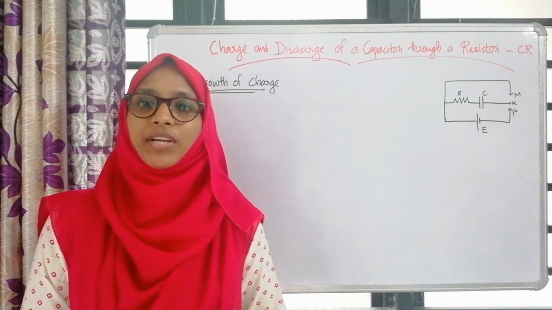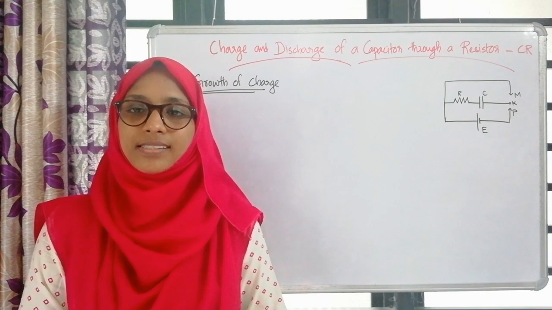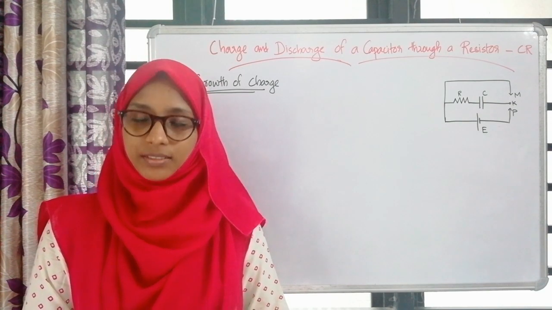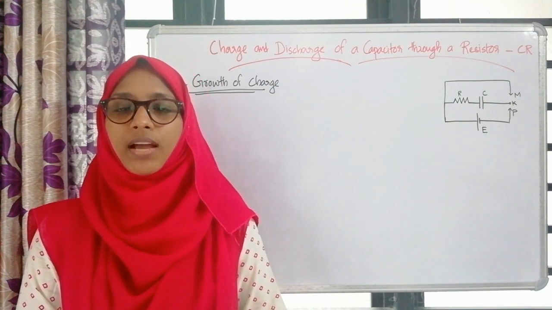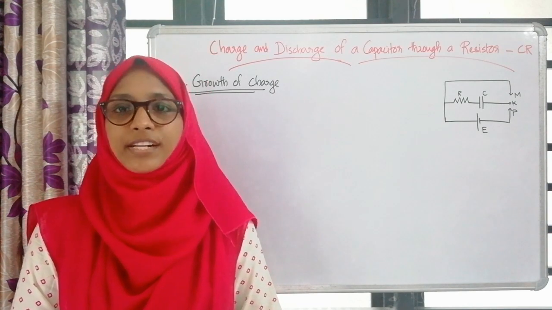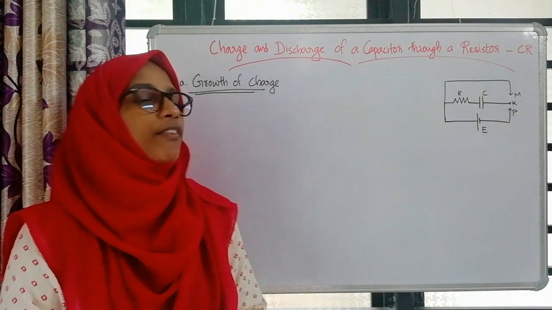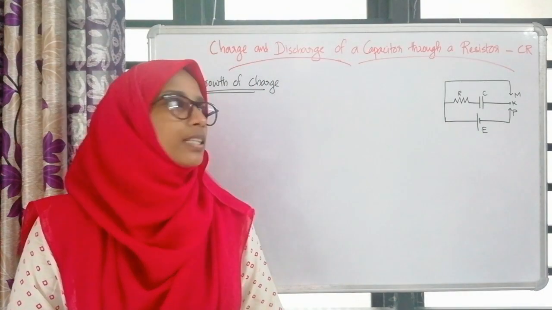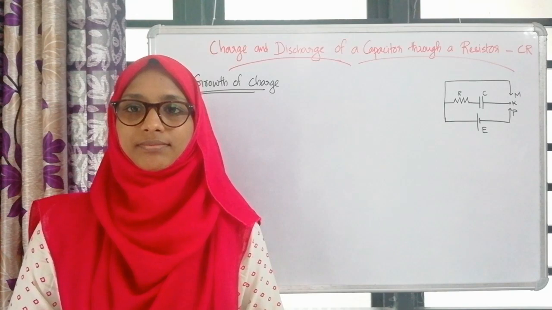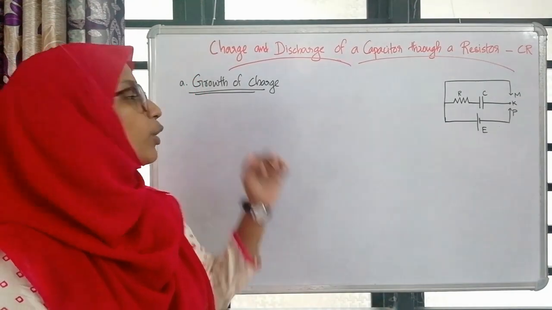In that module, we have discussed what transient currents are, and also the growth and decay in a circuit having the components inductance and resistance. Today, we can discuss the topic charge and discharge of a capacitor through a resistor. That is a CR circuit. First, we can discuss the growth of a charge.